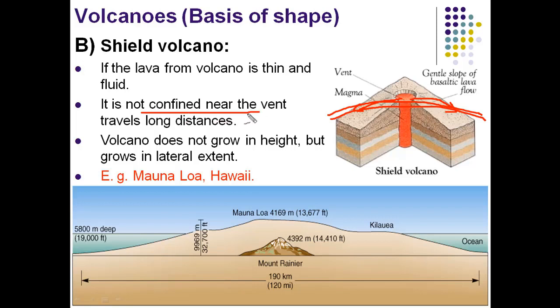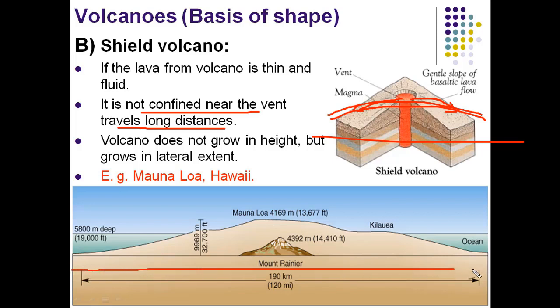It is not confined near the vent, it travels a long distance. The volcano does not grow high but grows in lateral extent. As you can see, such volcanoes have more width. The best example, as you can see in this sketch, is Mount Rainier compared with Mauna Loa. Mauna Loa is a volcano over the Hawaiian chain. The Hawaiian chain of volcanoes are shield shaped. The base of such volcanoes is very wide. As you can see, it is more than 190 km in width, and the height is about 4,000 meters from the sea level.